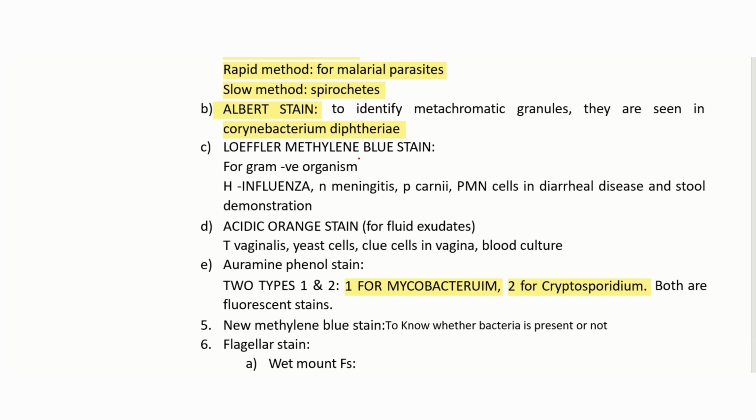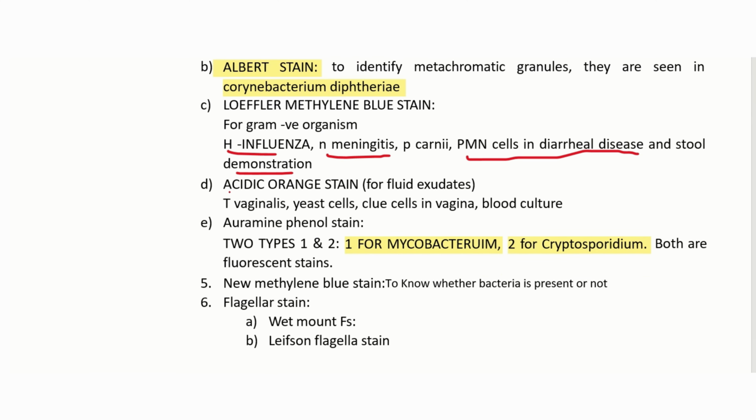Next is Loeffler's methylene blue, that is LMB stain, that is usually used for Hemophilus influenzae, Neisseria meningitidis, PMN cells in diarrheal disease, and stool demonstration. Next is acidic orange stain. Acidic orange stain is usually used for fluid exudates, that is T. vaginalis, yeast cells, clue cells in vagina, blood culture.